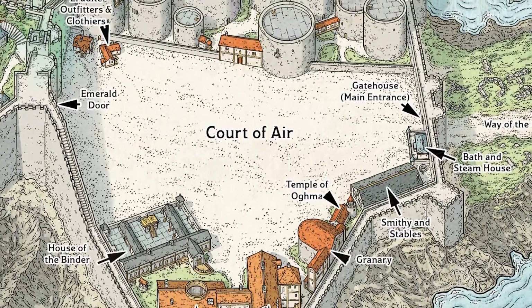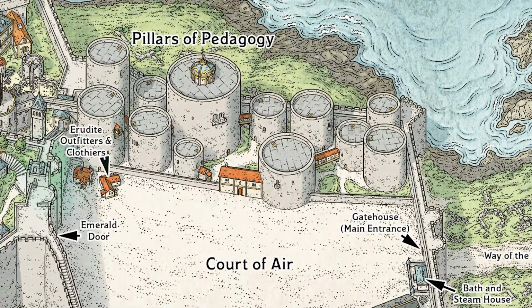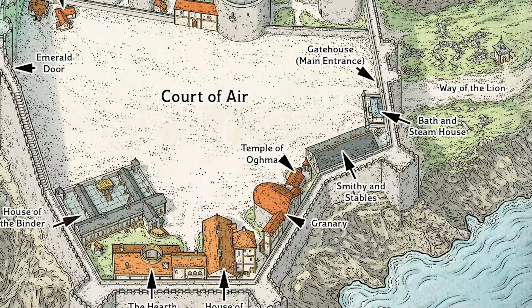The Pillars of Pedagogy are the private study rooms that have a permanent silence spell on them. I personally made it to where you could turn these silent spells on and off with a switch, or you could do a command word if you want. Just something to be able to turn the silence off. There's nothing really to note at the bathhouse or the Temple of Ogma, except that there are 4 stone golems guarding the place.